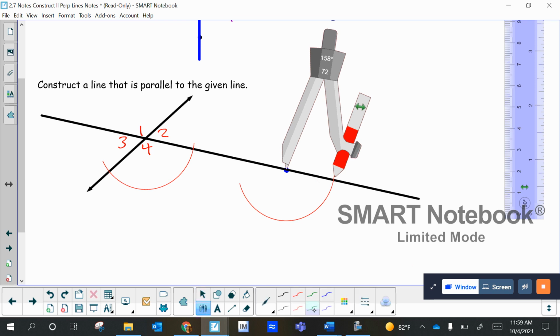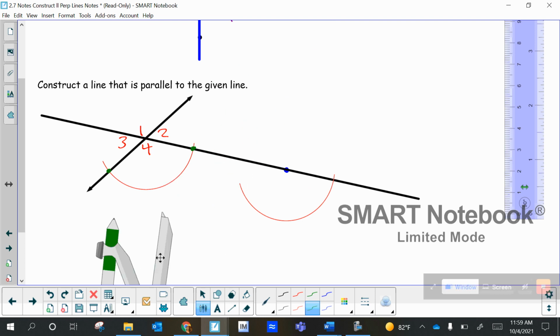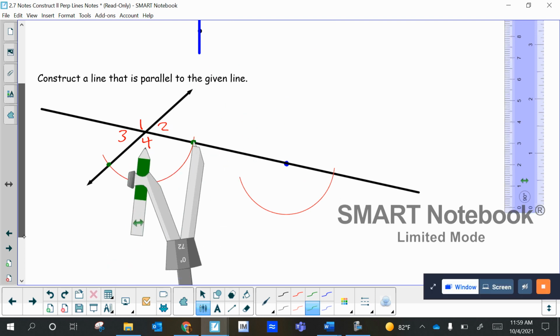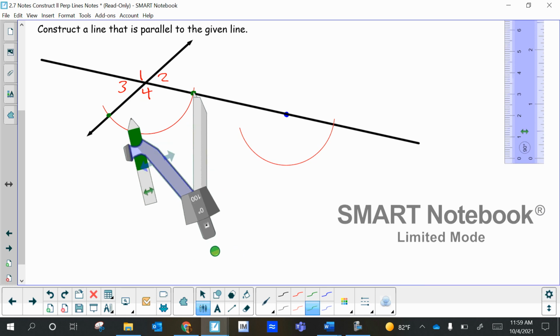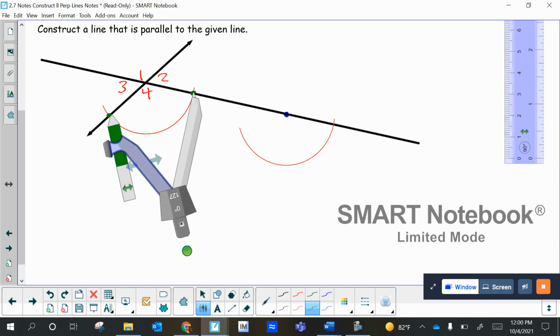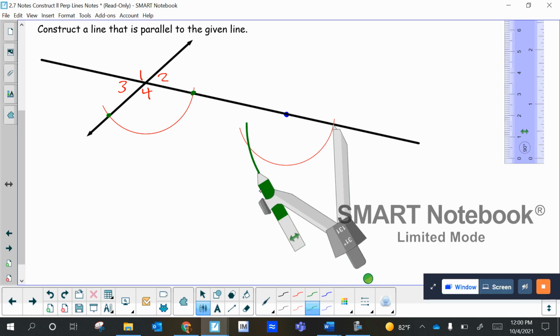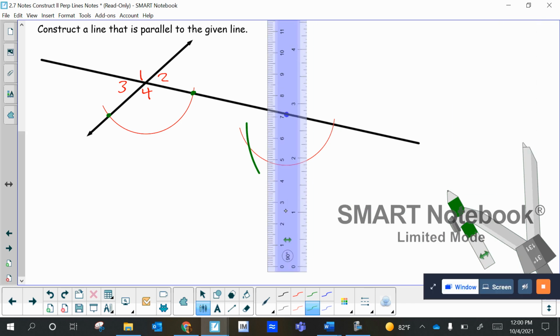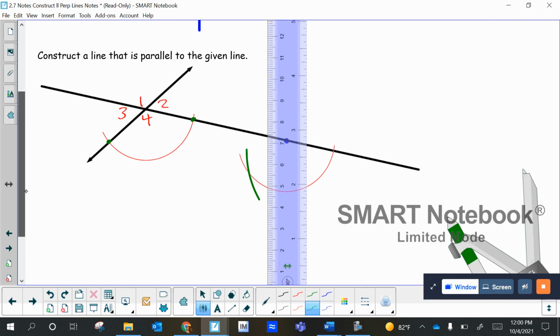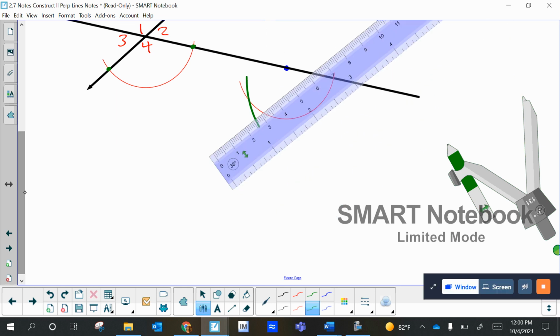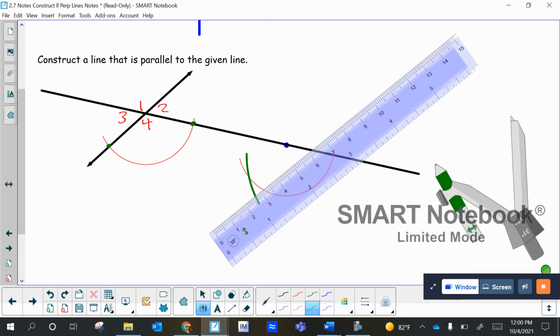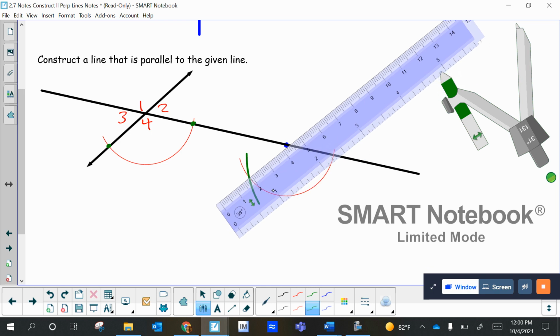Okay, then I want to measure how wide the angle is. I want to measure the opening of the angle. So I place it here. Go measure from green point to green point. And then I'm going to place it not on the blue dot, but on this intersection point right there. And I make that arc there. All right, and then now I just have to connect that intersection with that one.